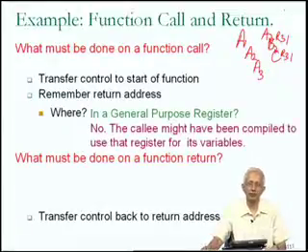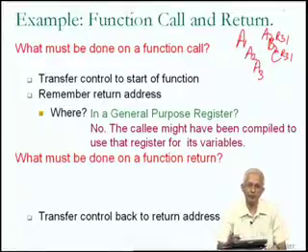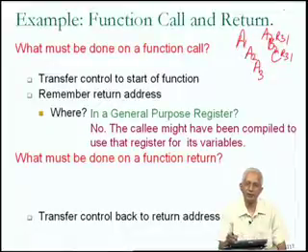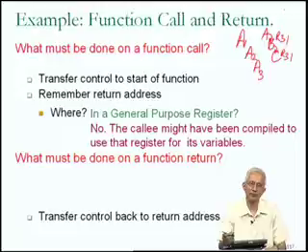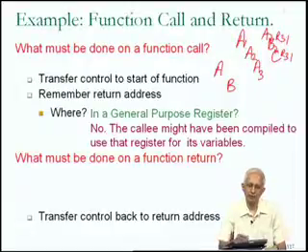So this may not work because, well, this is another reason that this may not be a good idea. What I've written over here is this may not be a good idea because the callee might have been compiled to use that register for its variables. Let me just explain what this means. The idea here is that when function A calls function B, as part of the function call, in remembering the return address, I might remember the return address in register R6. In other words, R6 will contain the return address inside function A.